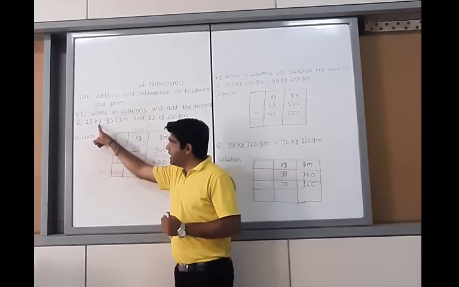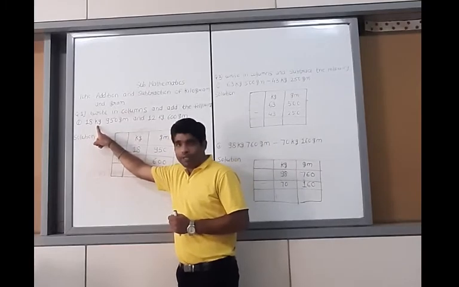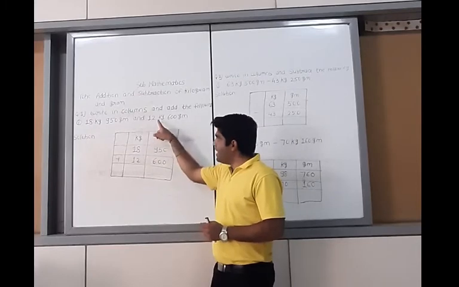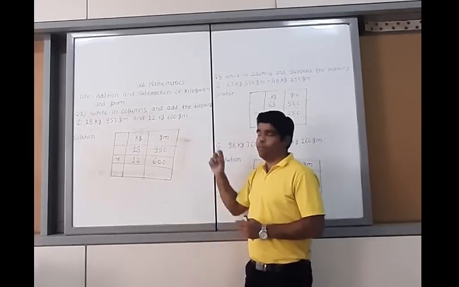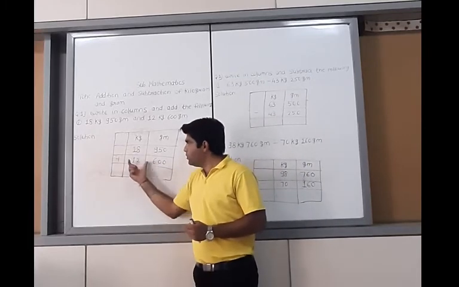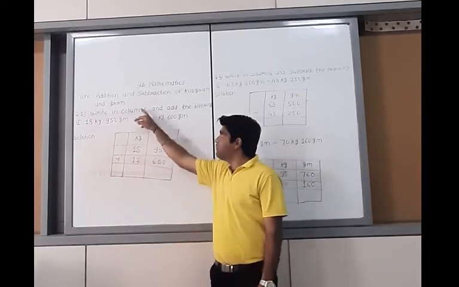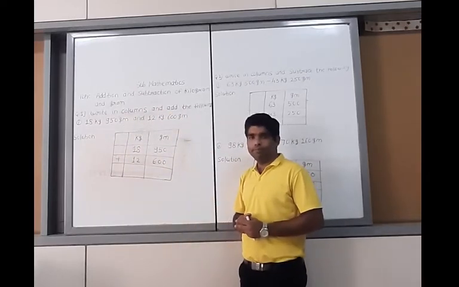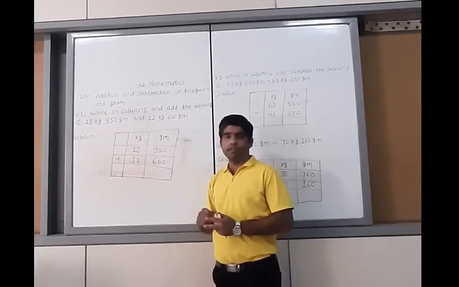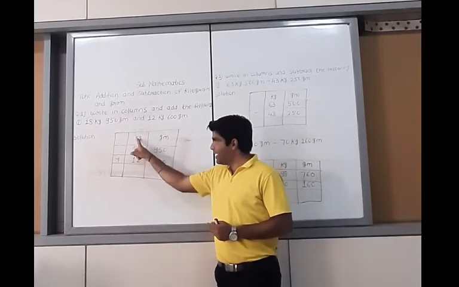Here will be 18 kg 950 gram, and 12 kg 600 gram. So what is the solution of the example? First of all, we have to draw the column, because the question says write in column and add. You have to write the kg on this side, and the gram on the other side. This is the gram, and this is the kilogram.